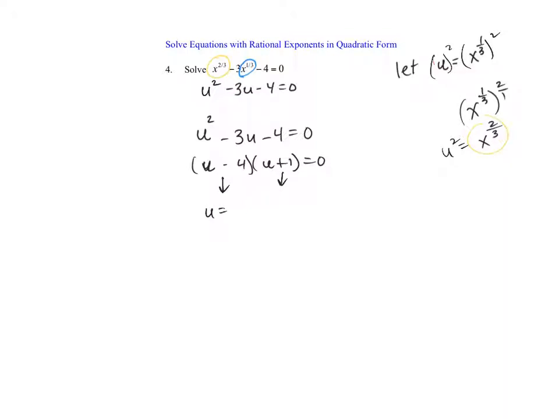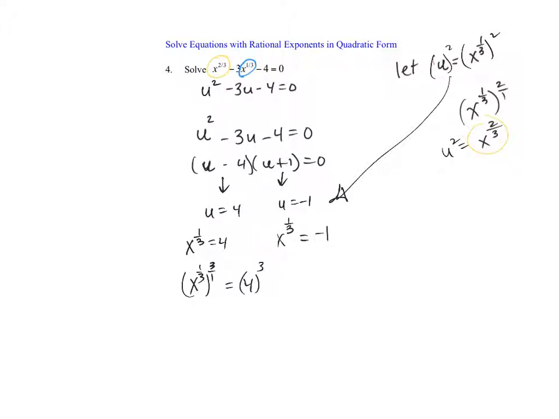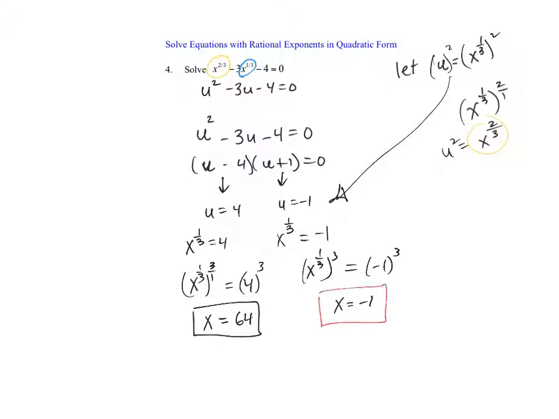Using the zero product property, I would get u equals 4 and u equals -1. And now what you need to do is substitute this definition of what we let u be back into your equation. So u was x to the 1/3, and here u is x to the 1/3. So I would get x to the 1/3 is equal to -1. And now I'm going to solve. To do that, I need to take both sides to the reciprocal power. So it would be 3/1, or just cubing both sides. So I would get x equals 4 cubed, which is 64. And then here, if I cube both sides, I get x equals -1. And both of these do end up checking out when you plug them back into the equation. And so that is done.